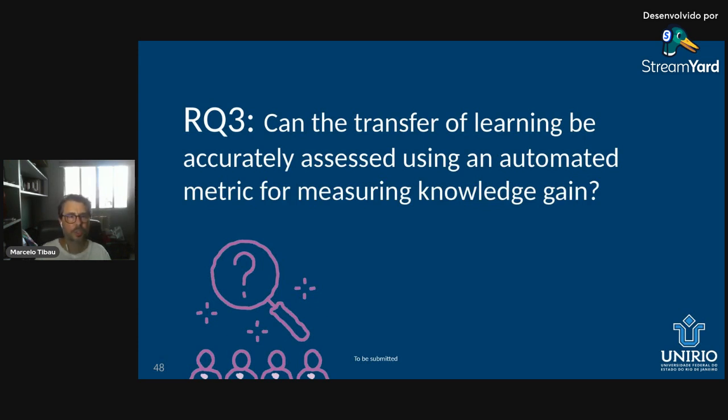The third research question concerned whether an automated metric for measuring knowledge could be used to assess transfer of learning. This part of the studies is ready to be submitted, but I answer affirmatively to this question, and I will show why.